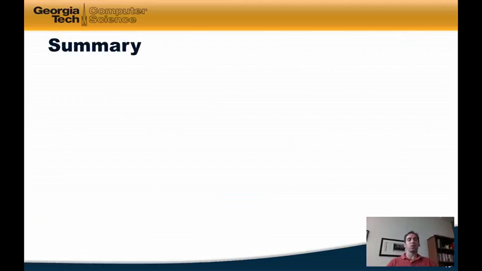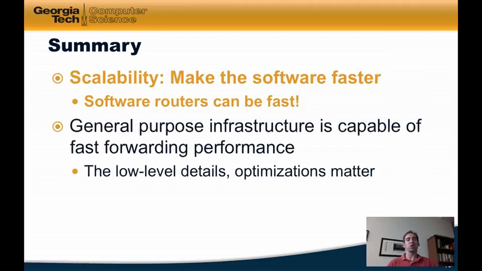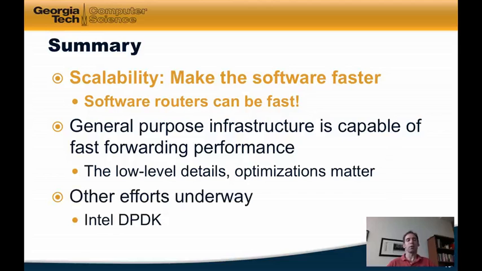In summary, one way of achieving a fast programmable data plane is to try to make software faster. A variety of projects have shown that software routers can, in fact, be fast, and that general-purpose infrastructure is capable of fast forwarding performance, but the low-level details and the optimizations do matter. There are also other efforts underway, such as Intel's Data Plane Development Kit, that are making inroads in making programmable software data planes faster. You can read more about Intel's DPDK and other efforts for making software data planes faster on the course homepage.